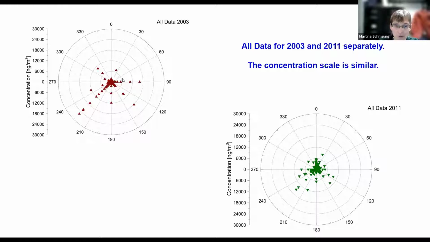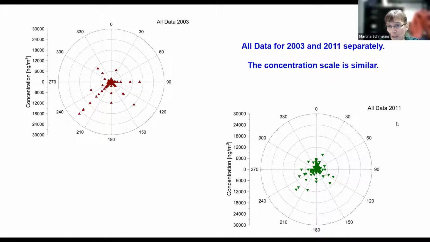In 2003, we had very clear southwesterly directions, and almost none was coming from the north. Mostly southwest or westerly directions, very little northeast, northwest. Whereas the concentrations were high, reasonably high, when they came from the southwest and even from the southeast.